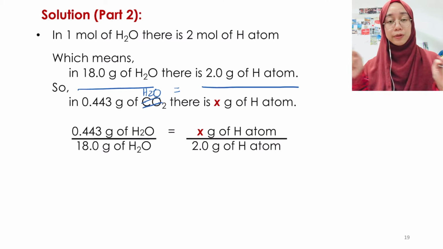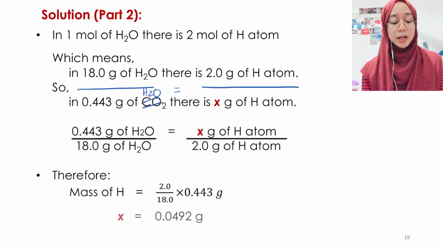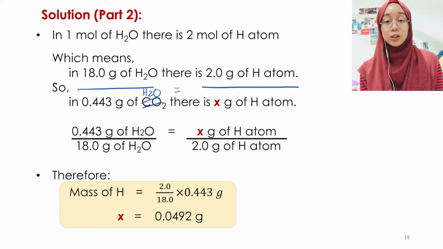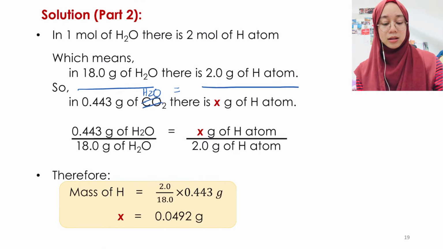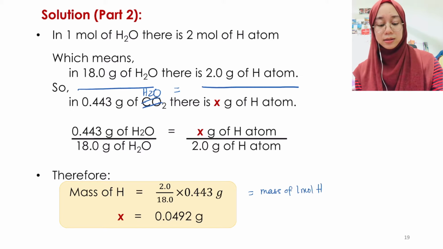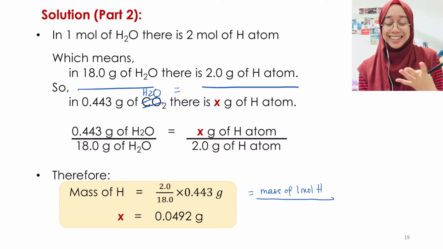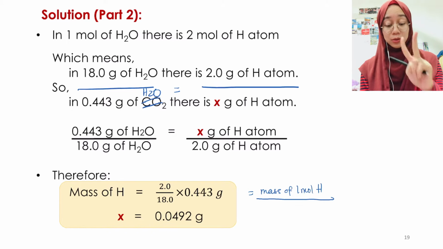Okay, so now when you rearrange, what you get is mass of hydrogen is 2 divided by 18 gram multiplied by 0.443 gram. So you get that X is equal to 0.0492 gram. Okay, X here is the mass of hydrogen. Okay, so basically it is actually mass of 1 mole hydrogen. Sorry, not 1 mole. See? Miss also made a careless mistake. Okay, because students are prone to it. So we must be careful here. It is not 1 mole, right? Because in water there are 2 moles.